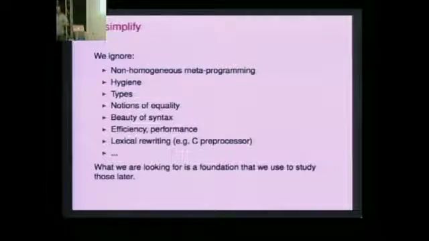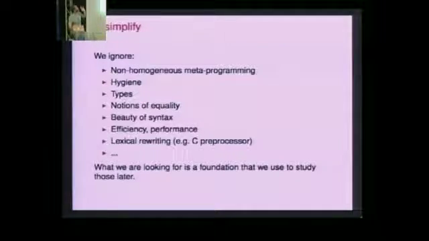In order to be foundational, we must strip away almost everything. We need to boil down to the essences. And that means we must basically ignore everything that has been the focus of metaprogramming research so far. We don't care for now about non-homogeneous. We completely ignore hygiene. There's no agreement on what hygiene should be. There's even less agreement on what types should be for metaprogramming. We ignore it. We don't care about equality. We don't care what the syntax looks like. Performance, who cares? And we ignore some edge cases of metaprogramming, for example, string rewriting that you have in the C preprocessing. Our hope is, of course, that later, once you have a nice simple calculus, you can think about those in a principled way.